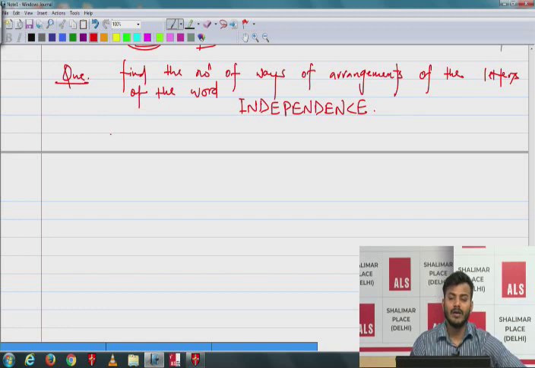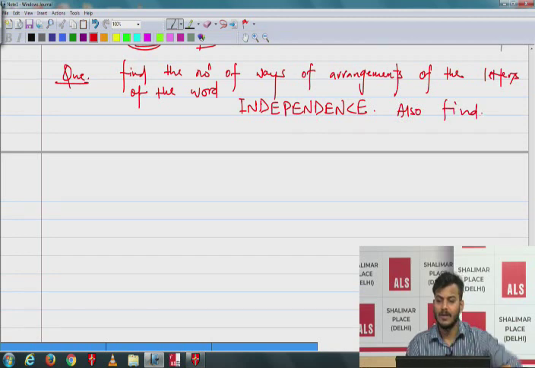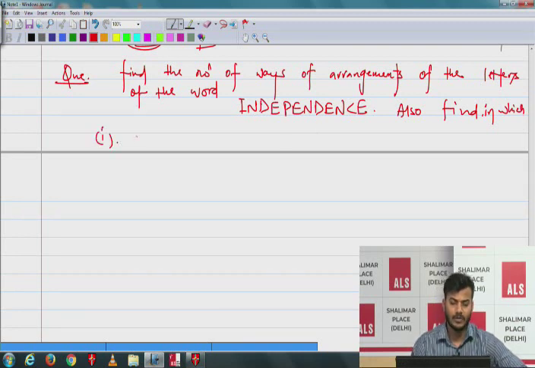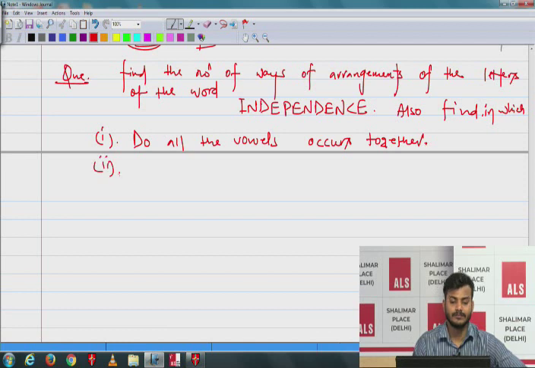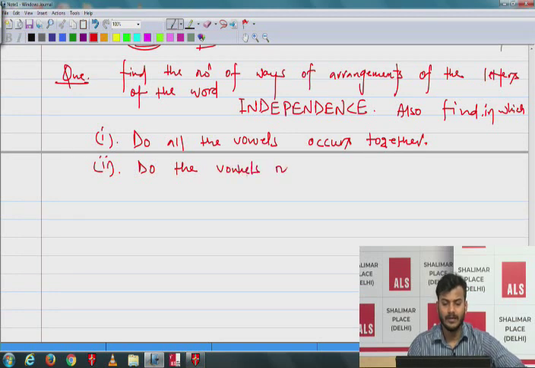Now, apart from this, also find the number of ways in which, first, do all the vowels occur together. Second part, do the vowels never occur together.